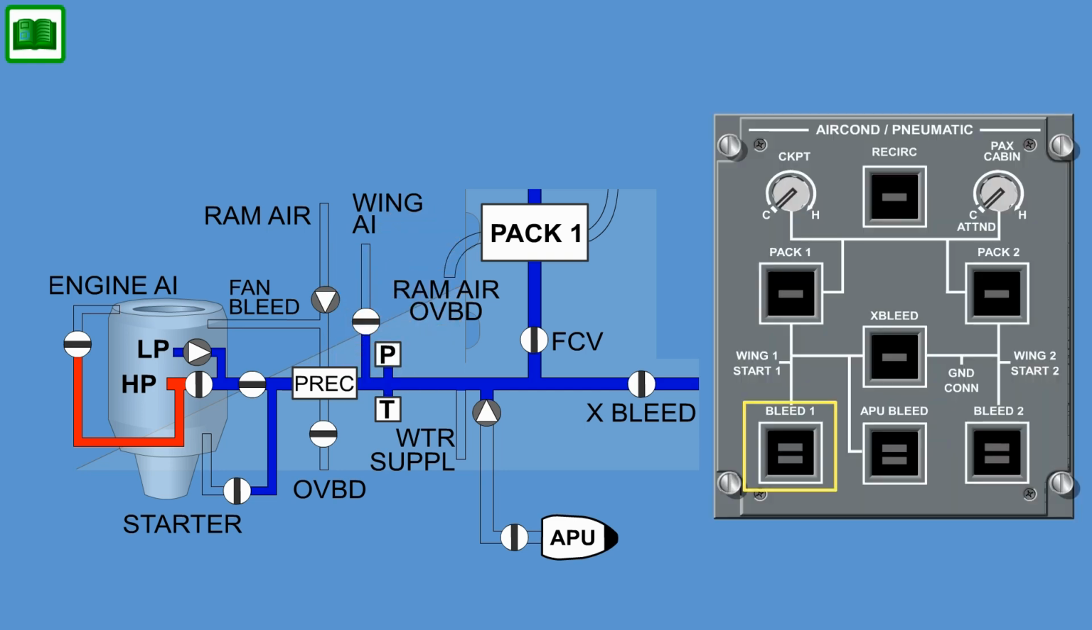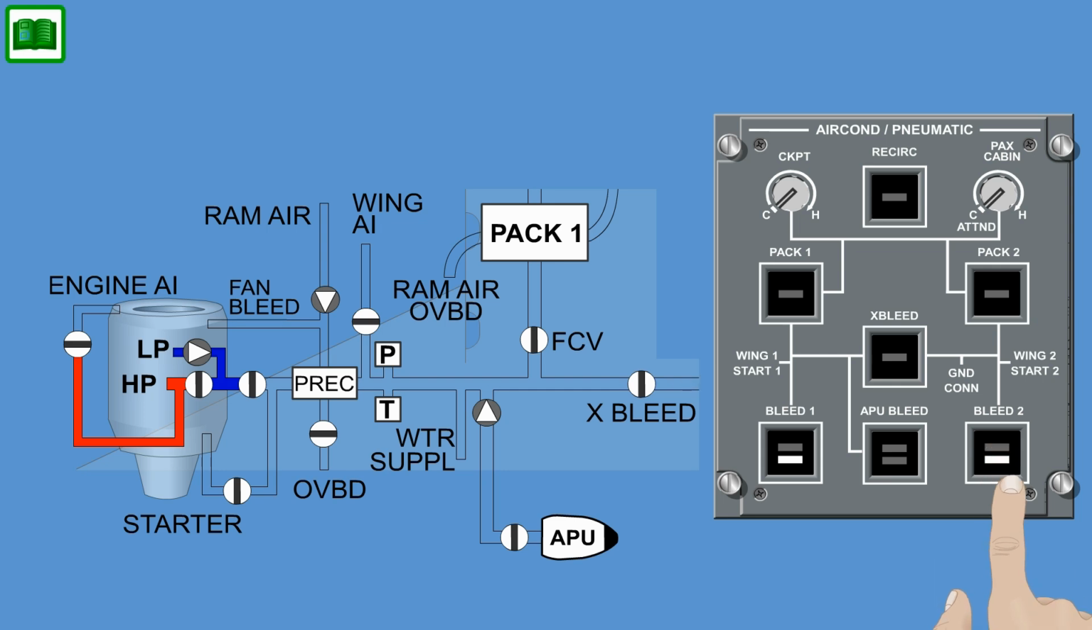With the engine bleed air buttons pushed in, the AMS controller automatically controls engine bleed air. If the engine bleed button is pushed out, engine bleed air is manually closed and a white bar will illuminate.